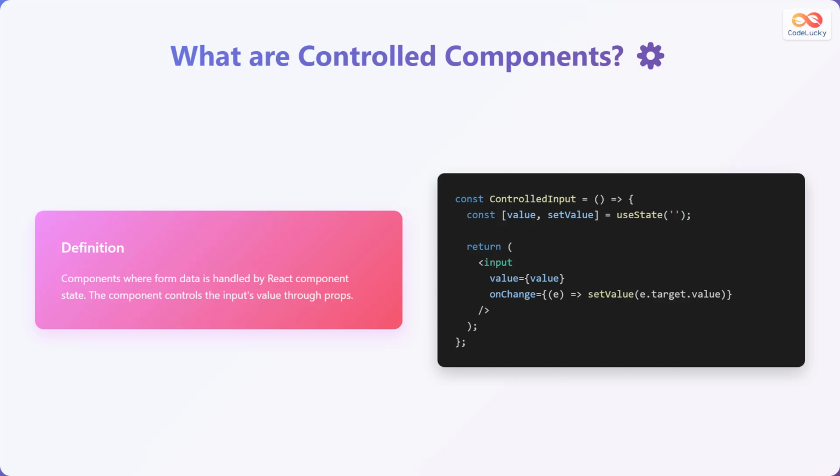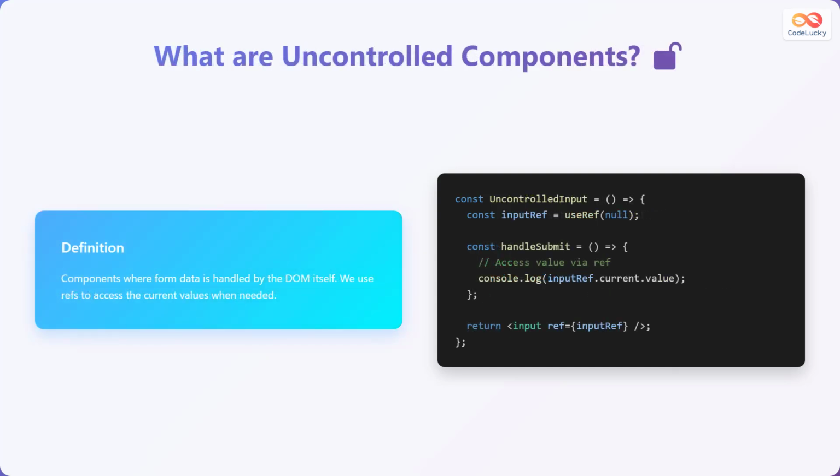We declare a functional component called controlled input. Inside, we use the useState hook to create a state variable called value, and a function to update it called setValue. In the return statement, we render an input element. The value prop of the input is bound to our state variable value. The onChange prop is set to a function that calls setValue whenever the input value changes. This updates the state and re-renders the input with the new value.